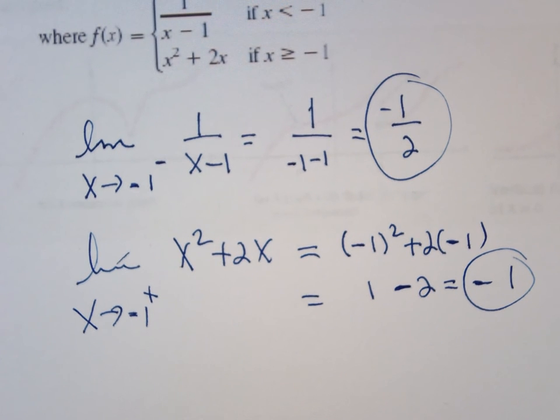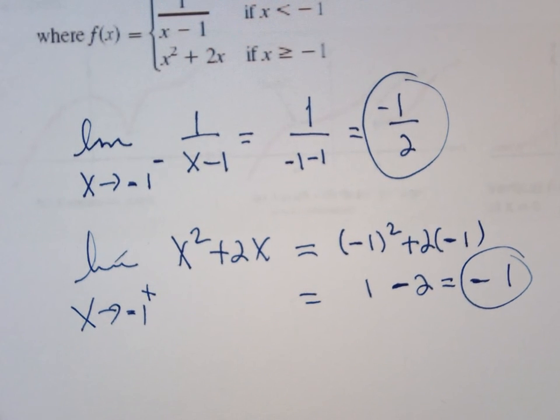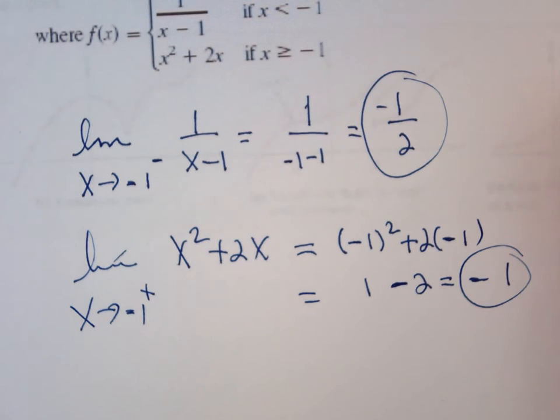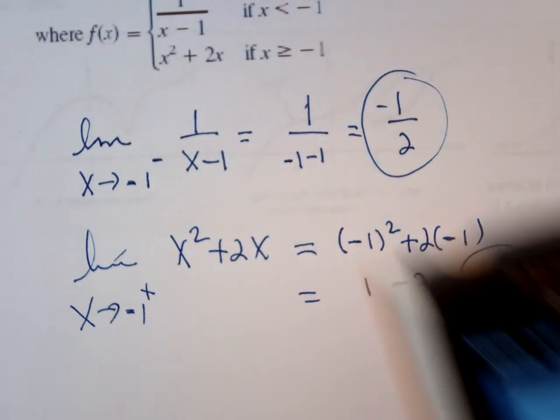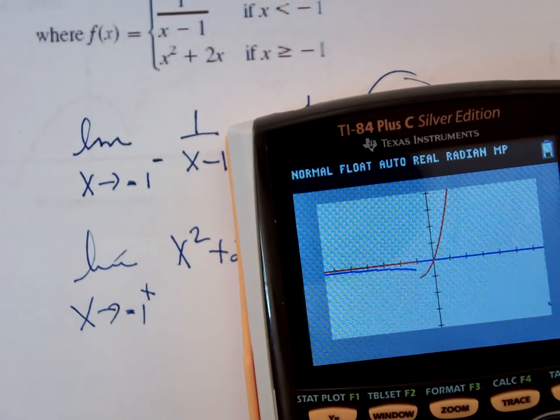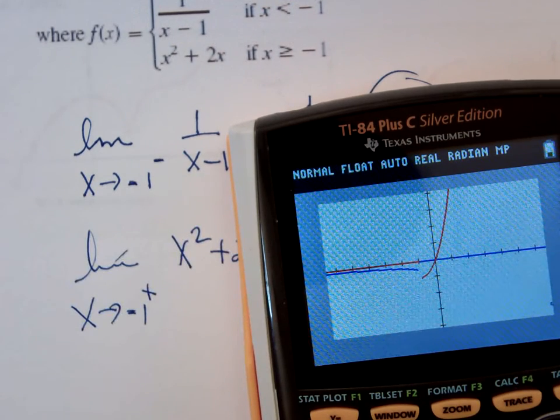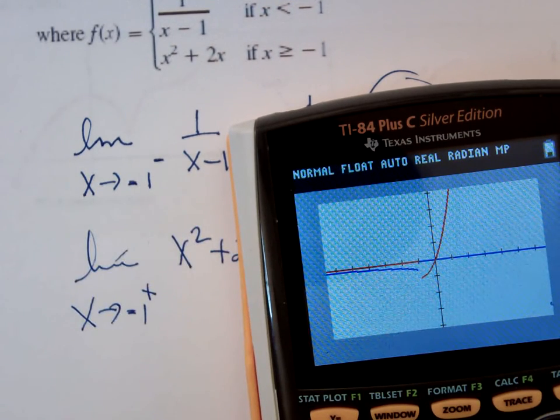If I take a look at the graph itself, oops, I guess I have to turn it on. I'm going to have to take a look at the graph, turn it on. If I come in from the left, it looks like it stops at negative 1/2. If I come in from the right, it looks like it stops at negative 1. So that makes perfect sense.